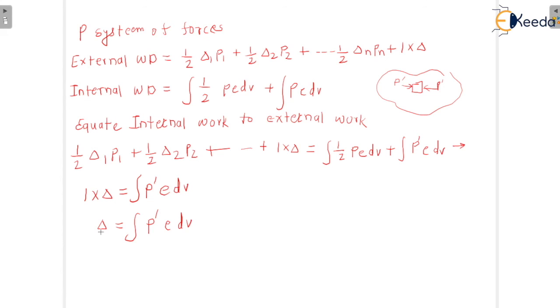Here delta is the deflection at the point where unit load is applied, P dash is the stress in an element due to unit load, and E dash is the strain in the element due to the given load system. So this is the unit load method. We are going to use such an equation to solve the problems. I hope this lecture is clear to you. Thanks for watching. Thank you.